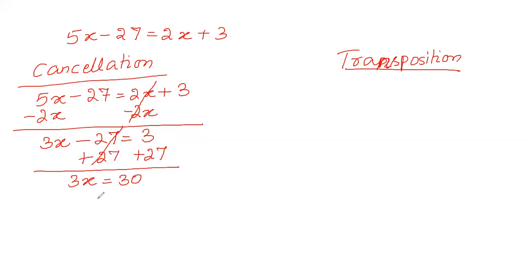Again here, you don't have just the variable. It's multiplied by 3 now. So to remove the 3, you divide by 3 on both sides. So you get x is equal to, so 3 is cancelled on the left. So x is equal to 10.